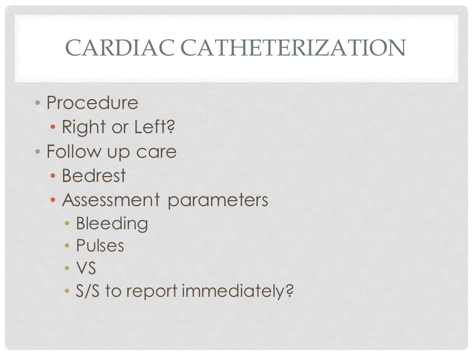So for the procedure, do we do a right heart cath or do we do a left heart cath? The right heart cath is going to be done first if it is necessary, and it is used to diagnose pulmonary hypertension. Your left heart cath is used to identify the ejection fraction, and the flow through coronary arteries is going to be assessed, and then stents are placed as necessary.